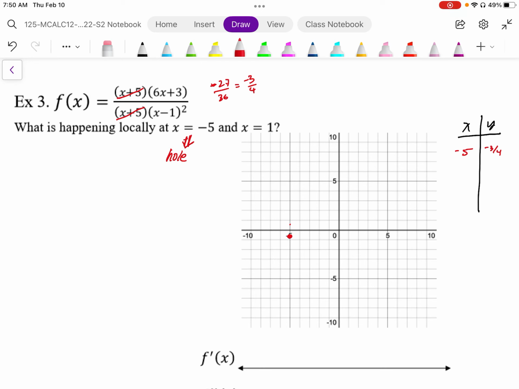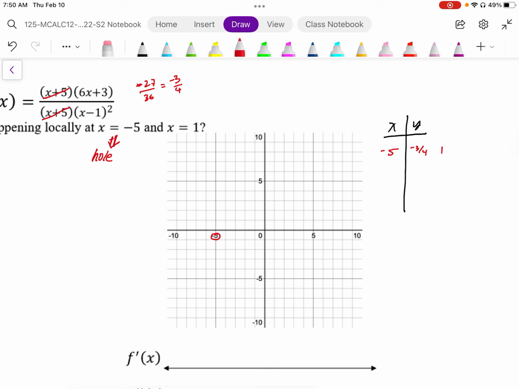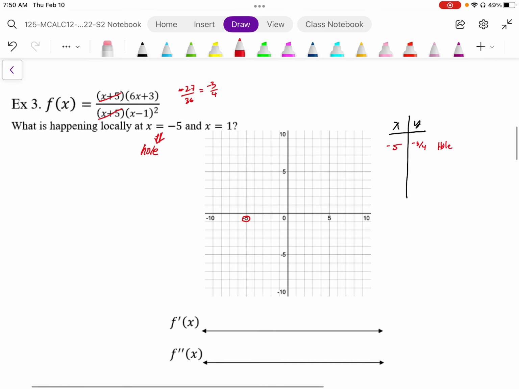Okay, so this is a hole. Whoops, I shouldn't draw that in like that. I should draw it in as a hole. So just to keep track of that, that's my hole. Okay, and I'm just going to make sure that I label that so that I don't mistake that for just a regular coordinate. Okay, at +1 though, we're going to end up with a vertical asymptote.